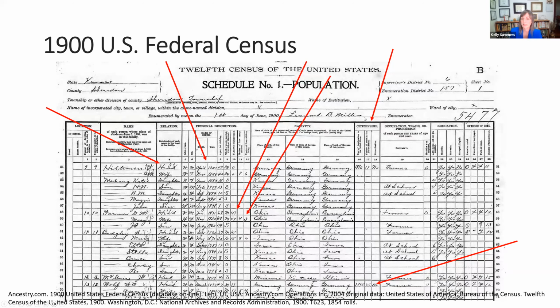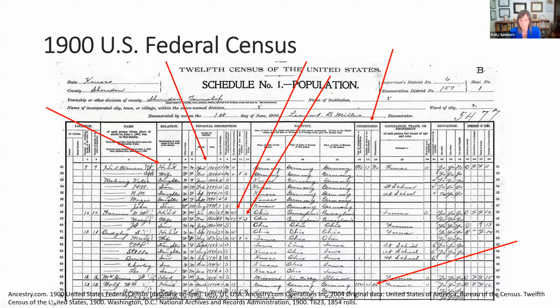Now we have this citizenship column here. This is great if you have immigrant ancestors. It asks, what year did you arrive? How many years have you been here? And have you become a naturalized citizen? In this case, it says no. But if we come down to this one down here, the NA represents that, yes, this person has been naturalized.